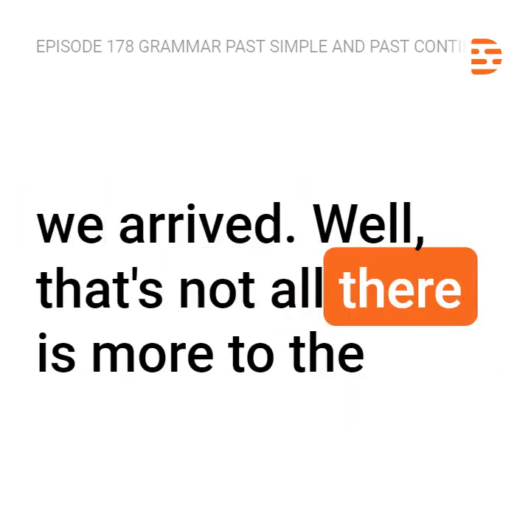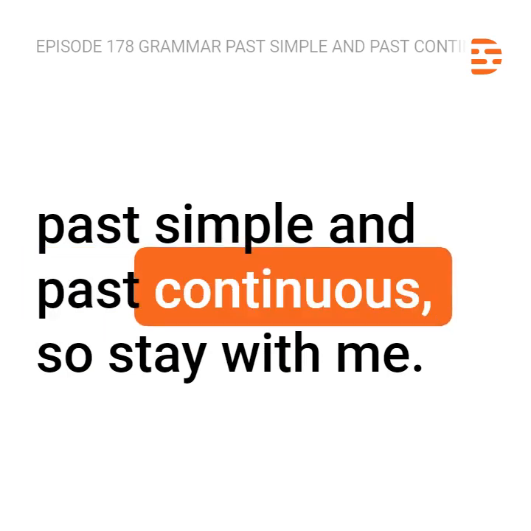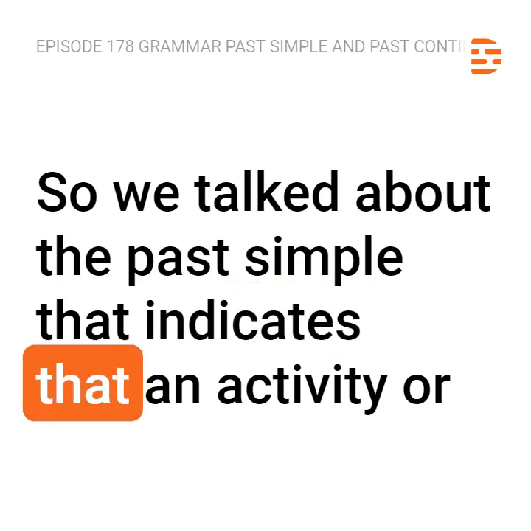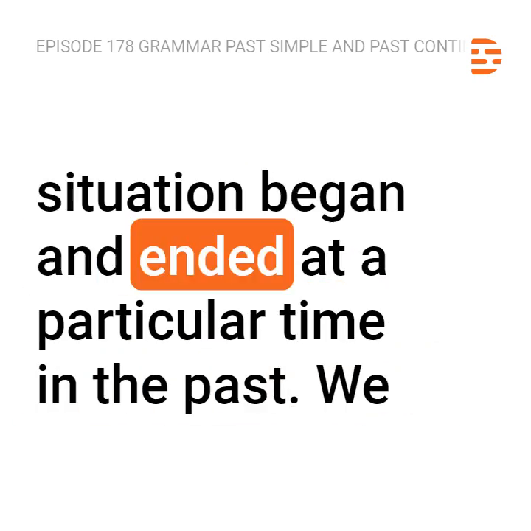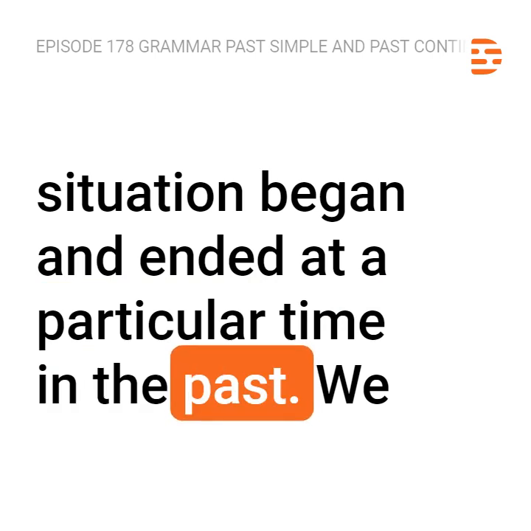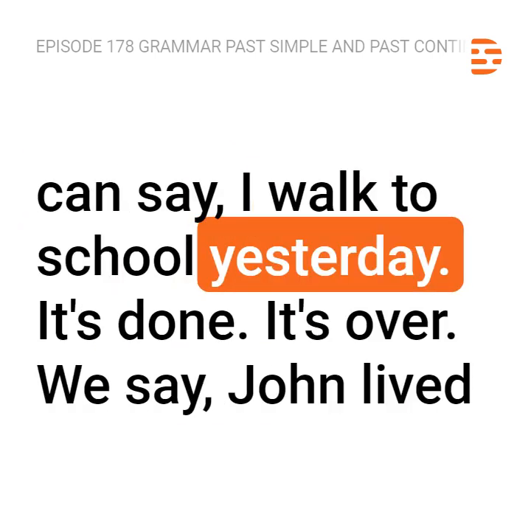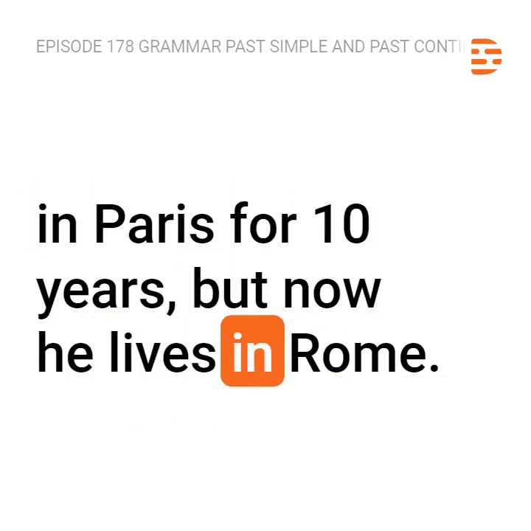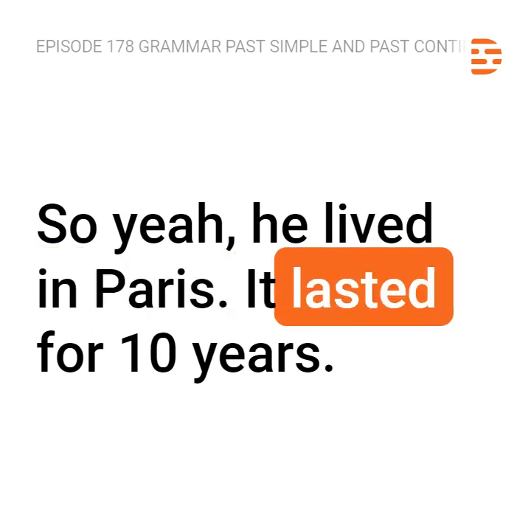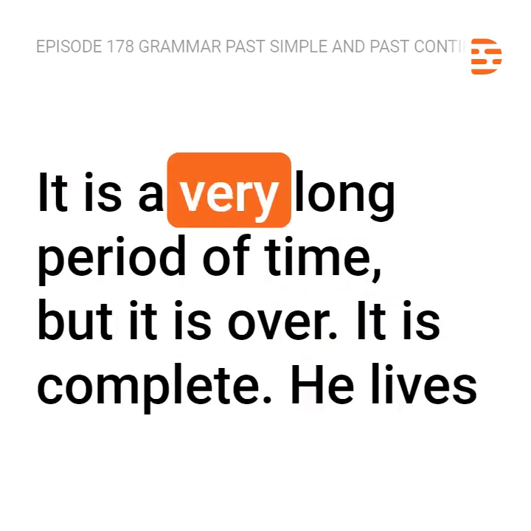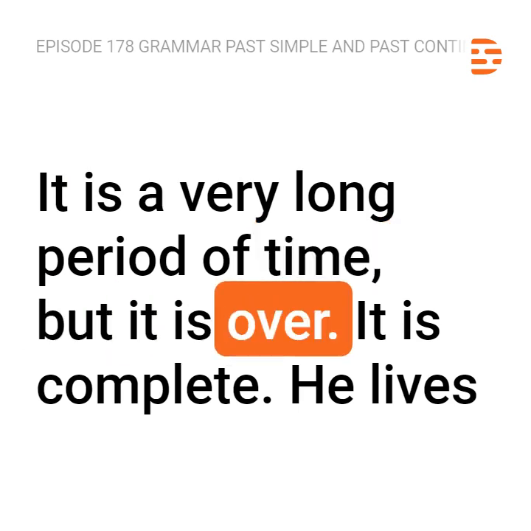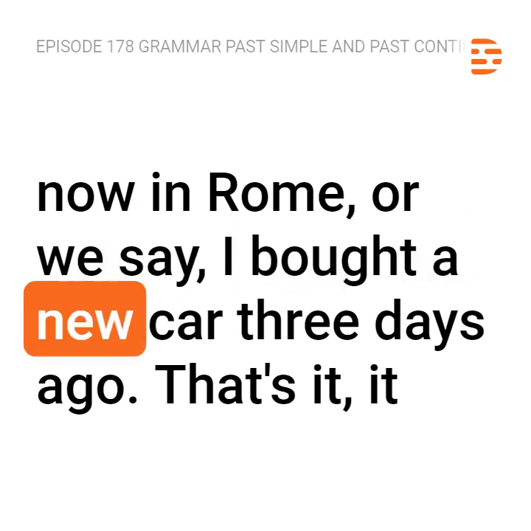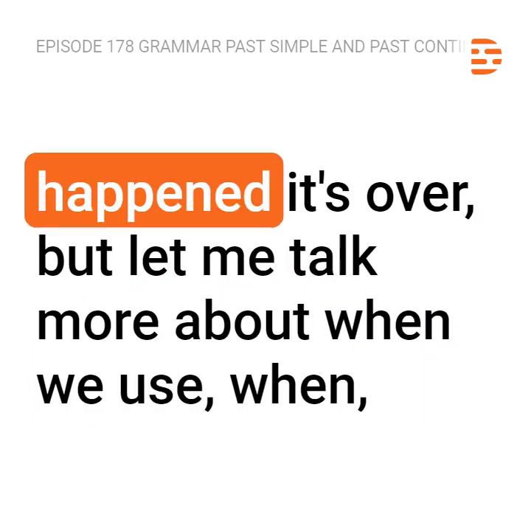But that's not all. There is more to the past simple and past continuous. So stay with me. We talked about the past simple that indicates that an activity or situation began and ended at a particular time in the past. We can say, I walked to school yesterday. It's done. It's over. We say, John lived in Paris for 10 years, but now he lives in Rome. So yeah, he lived in Paris. It lasted for 10 years. It is a very long period of time, but it is over. It is complete. He lives now in Rome. Or we say, I bought a new car 3 days ago. That's it. It happened. It's over.